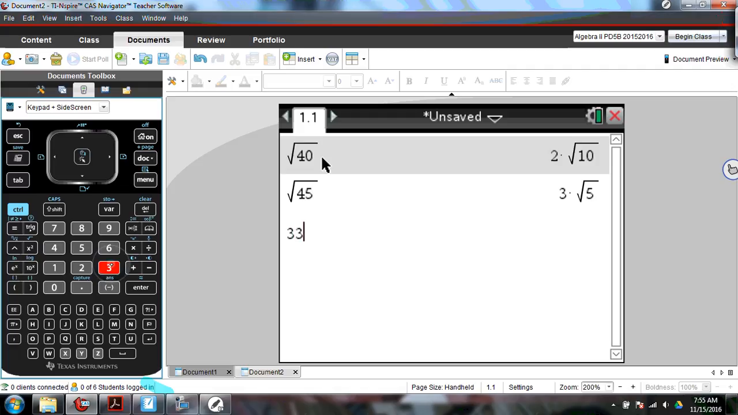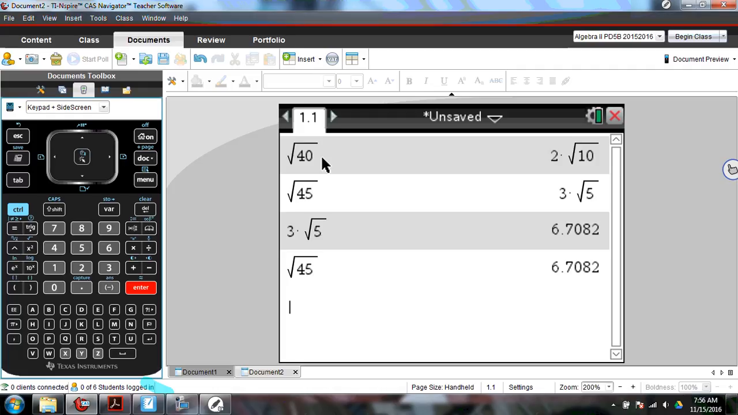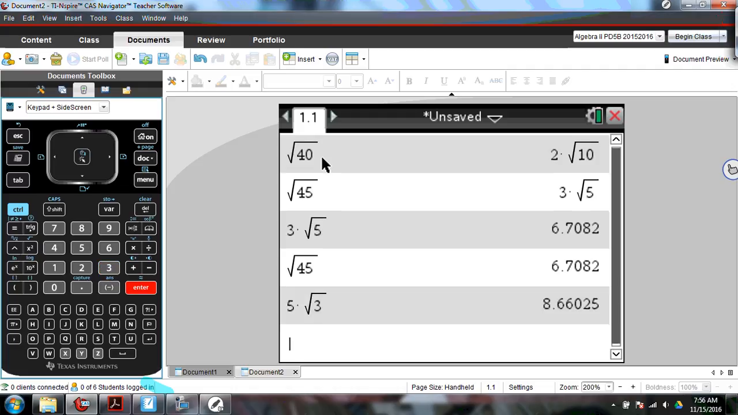Now, if you take 3 times the square root of 5 and you get the decimal equivalent, it's 6.7 approximately. If you take the square root of 45, you get the same decimal. Okay? So this is how you could use the calculator to check to see if you're right. The calculator might not give you the right answer, but you can check decimal equivalents to see if you're right. Does that make sense? Good. So a lot of people will get it twisted. They'll say, well, 5 times the square root of 3. That's right, isn't it? Well, is it? No, it's not even close. Okay, a couple more.